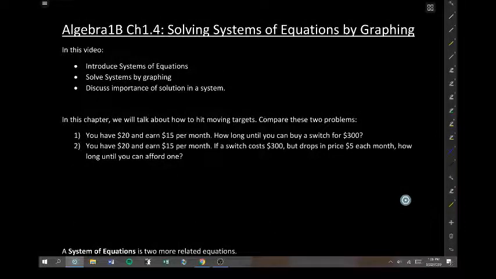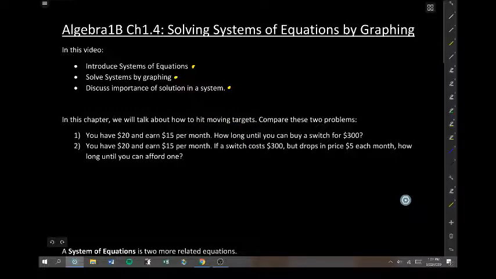Let's start a pretty major topic in math now, which is called systems of equations. In this video, we'll introduce systems of equations, we'll solve them by graphing, and we'll discuss the importance of the solution in a system. So really in this chapter, one thing we're going to learn how to do is talk about how to hit moving targets, mathematically, really.